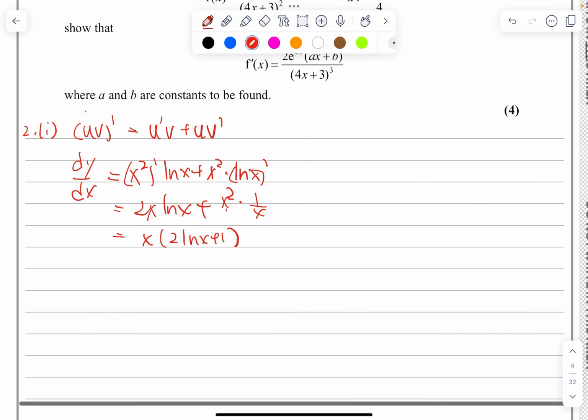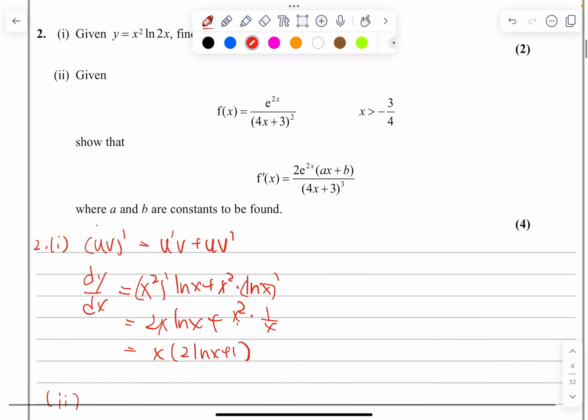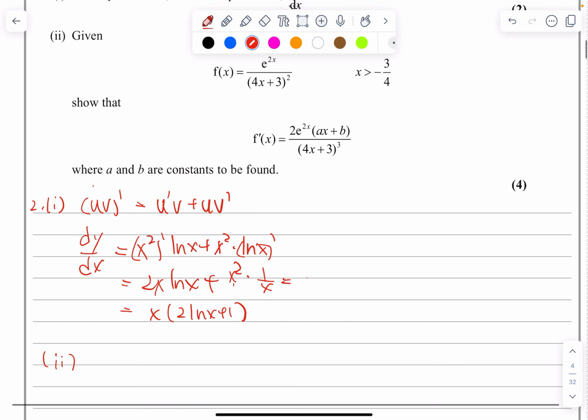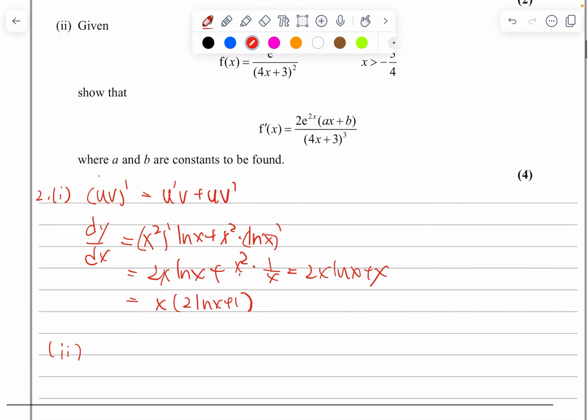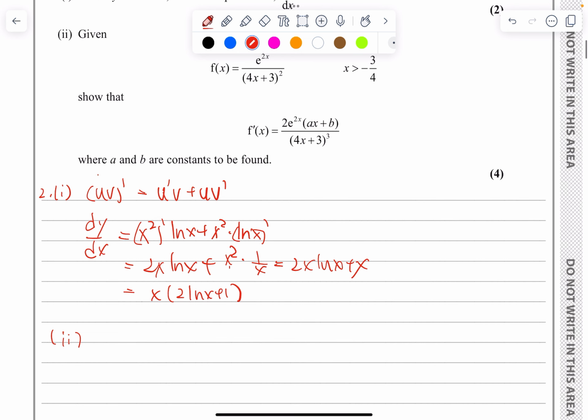Okay? Then part 2. You can also just write this. That's fine. f(x). Okay, so now it's a quotient rule. Quotient rule is, let me write it here: u over v equals u'v minus uv' over v squared. I'm not sure if they included this in the formula booklet, but I memorized it anyways.